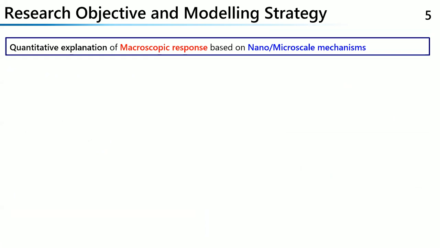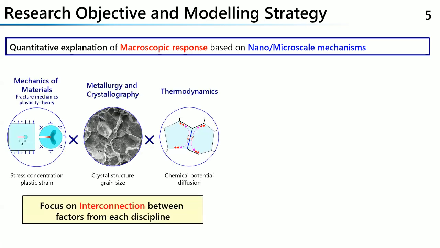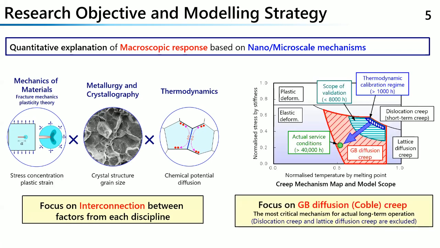In this study, to quantitatively explain the macroscopic response based on the nano and microscopic scale mechanisms, we employed two kinds of strategies. First, we focused on interconnection between factors from each discipline, such as mechanics of materials, metallurgy, crystallography, and thermodynamics. And second, we focused on grain boundary diffusion creep alone, which is the most critical mechanism for actual long-term operation, for simplification.